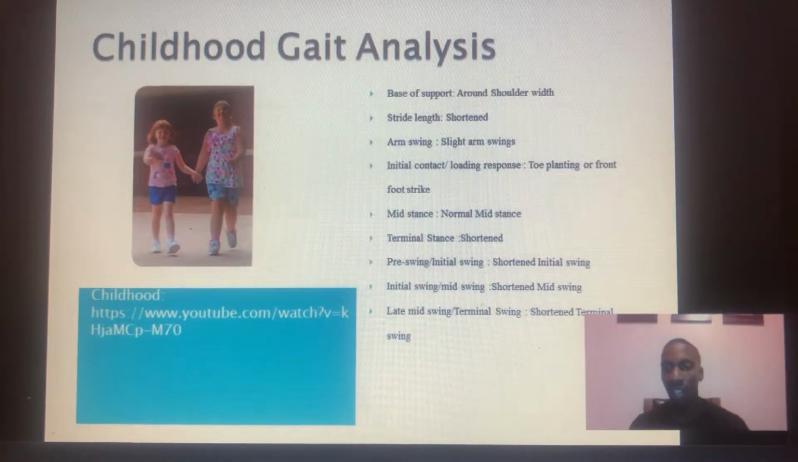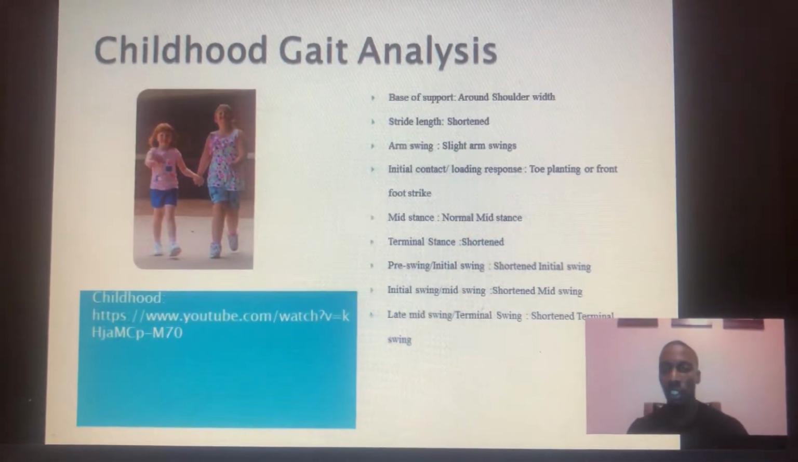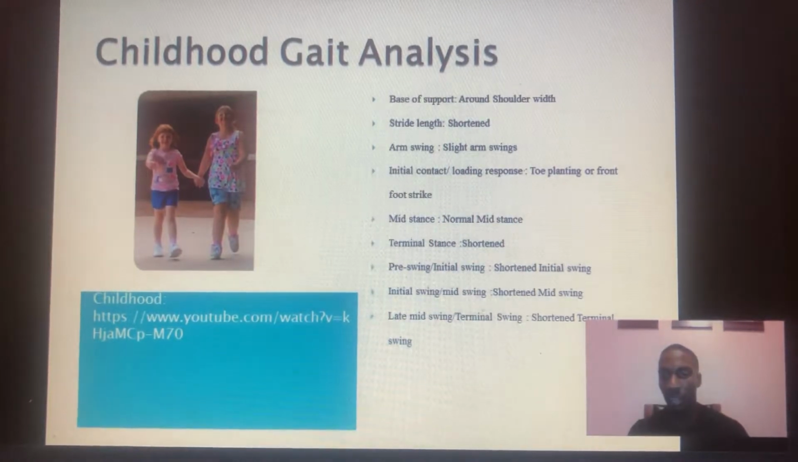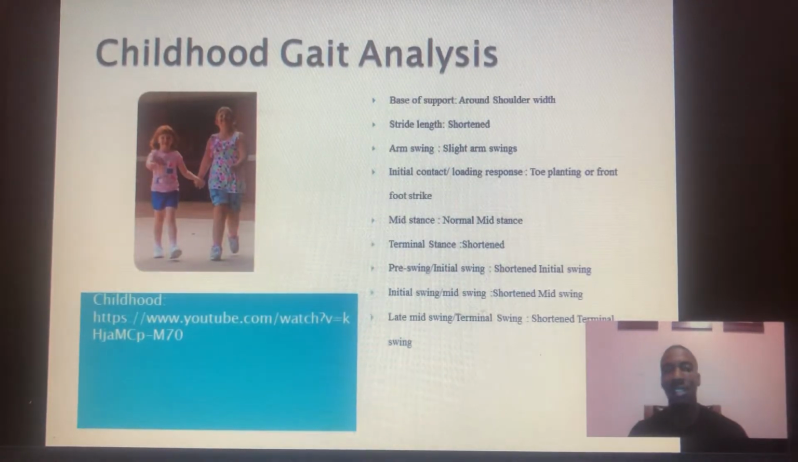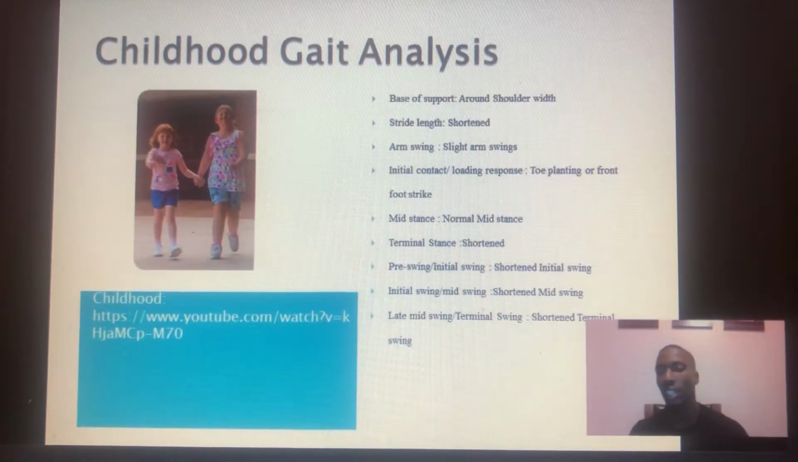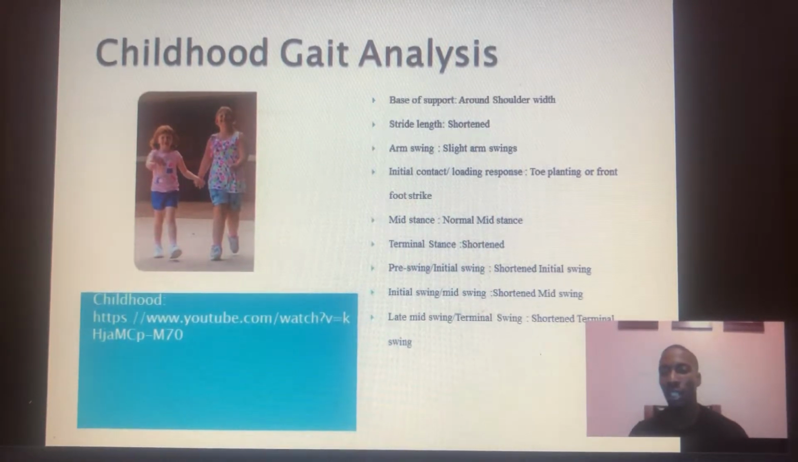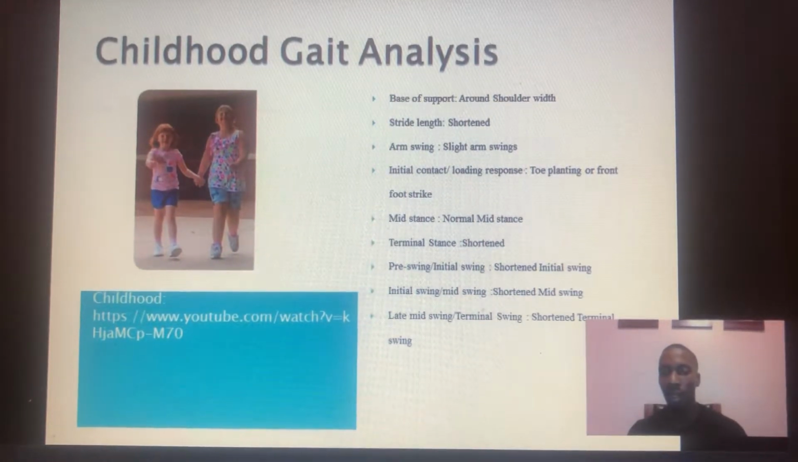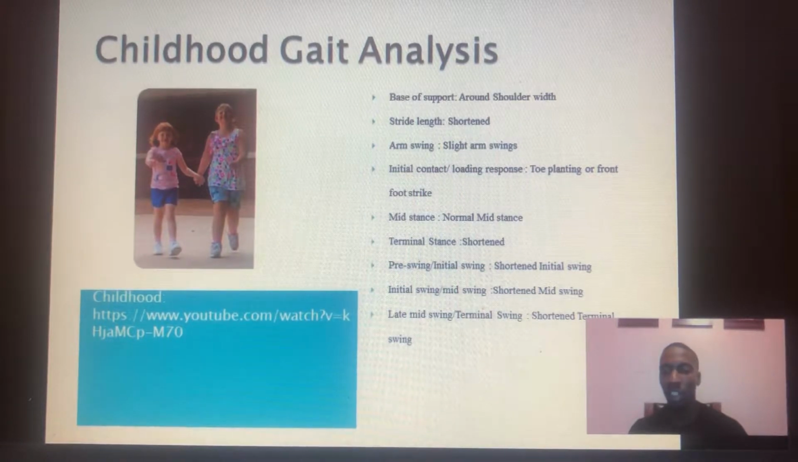Initial contact and loading phase would be toe planting or the front foot strike. Mid stance would be normal mid stance. Terminal stance would be shortened. The pre-swing and the initial swing would be the shortened initial swing. The initial swing and mid-swing would be the shortened mid-swing. And late mid-swing and terminal swing would be shortened terminal swing.